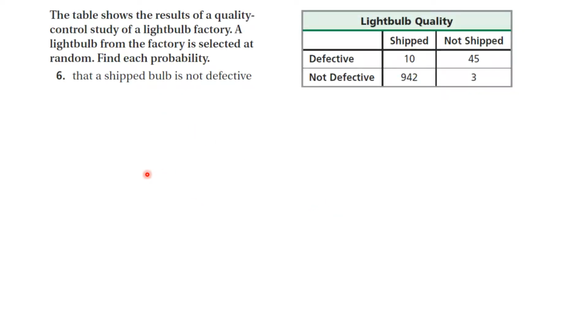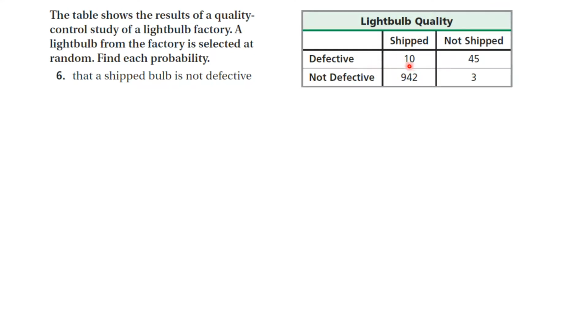So here we have a problem from the book. The table shows the result of a quality control study in a light bulb factory. A light bulb from the factory is selected at random. Find each probability. And so we have some information. This is called a two-way table, by the way.